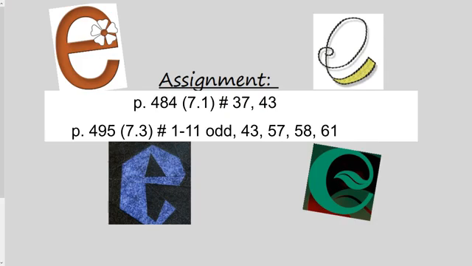Okay, here's your homework, and you have some compound interest formula problems that were in section 7.1 and some that are in section 7.3, and then these problems here have to do with working with the number e.